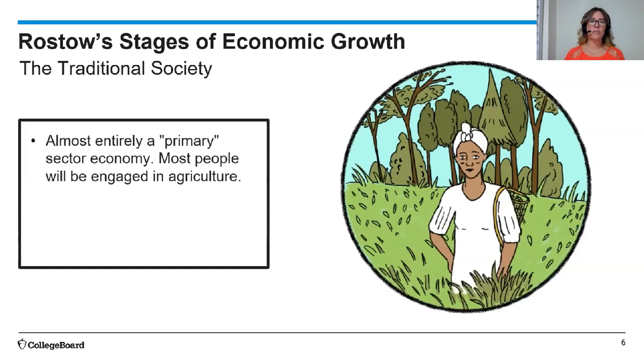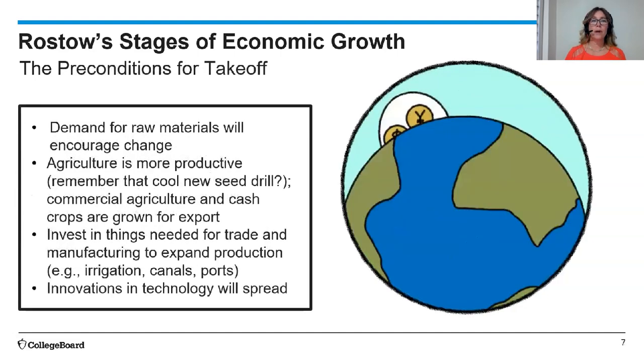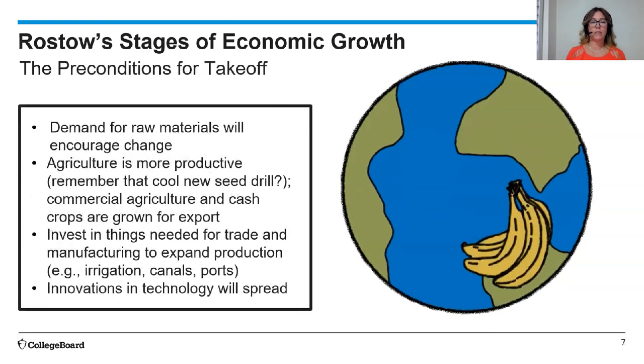In your traditional society, this is typically your primary sector. Most people are engaged in agriculture, they're subsistence farmers, and you won't have a lot of economic growth because you don't have a lot of modern technologies. But at some point, you will have a demand for raw materials, and this demand for raw materials will encourage change. And so agriculture will become more productive.